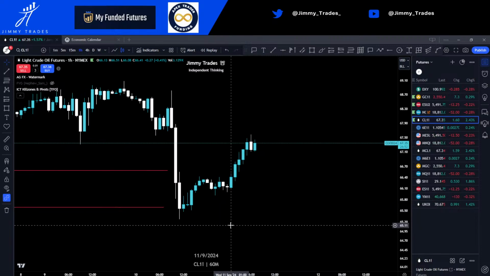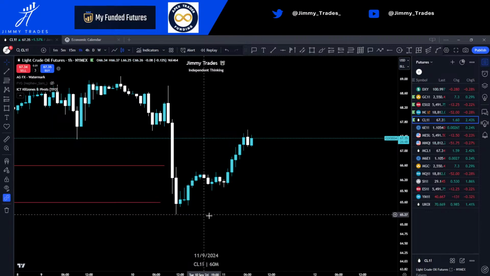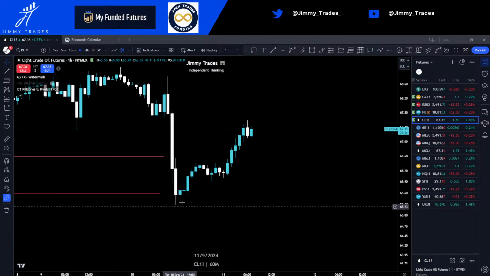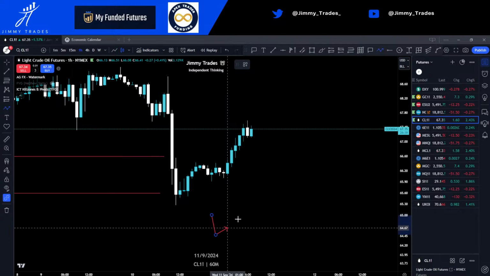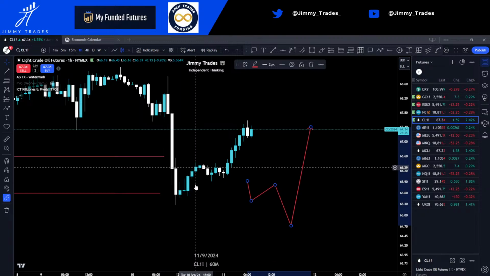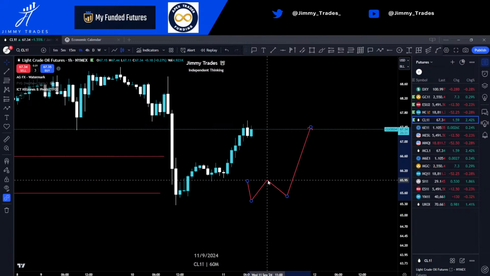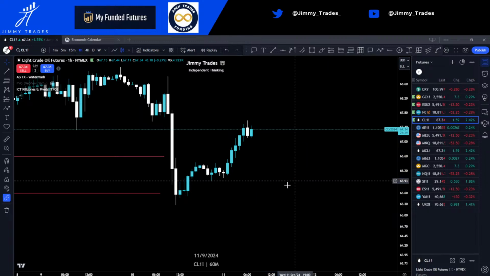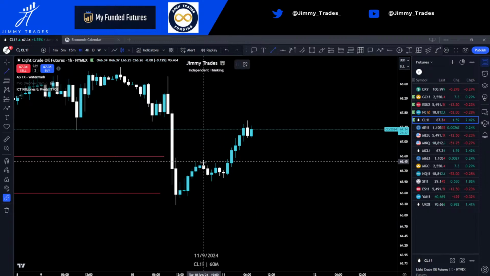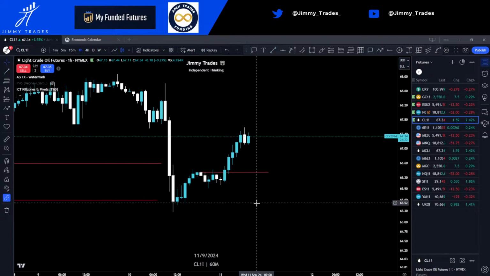So on the hourly here, this is our sweep of an important level. We haven't got our sort of unicorn reversal, which we like to see, something like that. But we have a reversal nonetheless, because we can also see reversals like this. Okay. We have a change in the state of delivery here.